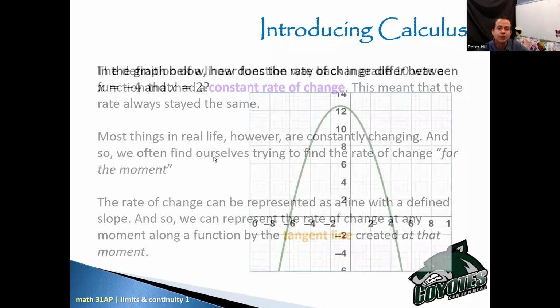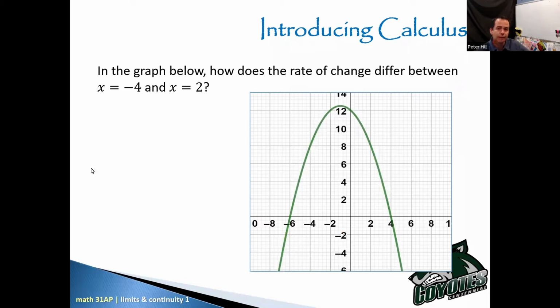Just to dive in though, in the graph below, how does the rate of change differ between x equals -4 and x equals 2? I'm just going to hide myself for 1 sec in case you don't have the book with you so that you can see that. At x equals -4, I am right there. So I want to draw some sort of tangent line, using a straight edge, so that I can draw a line that hits my graph once and only once. I might get something that looks like that.